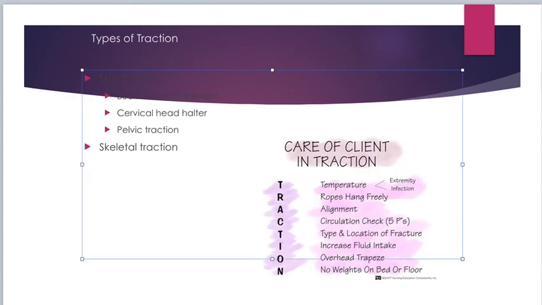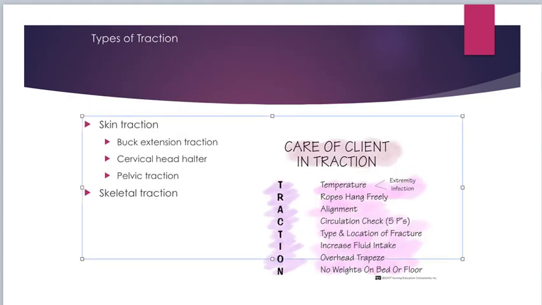So there are different types of traction: Bucks, cervical, pelvic for skin, and then there's skeletal. On this slide, a critically important nursing consideration is to make sure the traction is intact. If the weights are on the floor, we have a big problem and we need to notify the MD immediately, because the whole purpose is to help align the bone. So if things aren't as they're supposed to be, we are no longer aligning the bone properly.